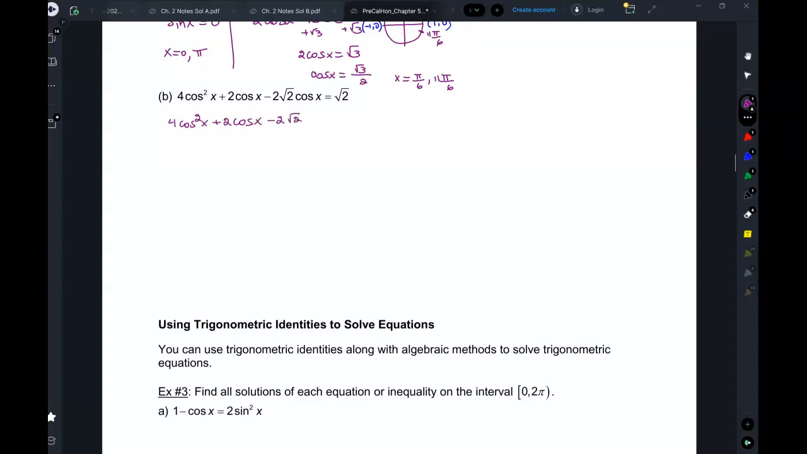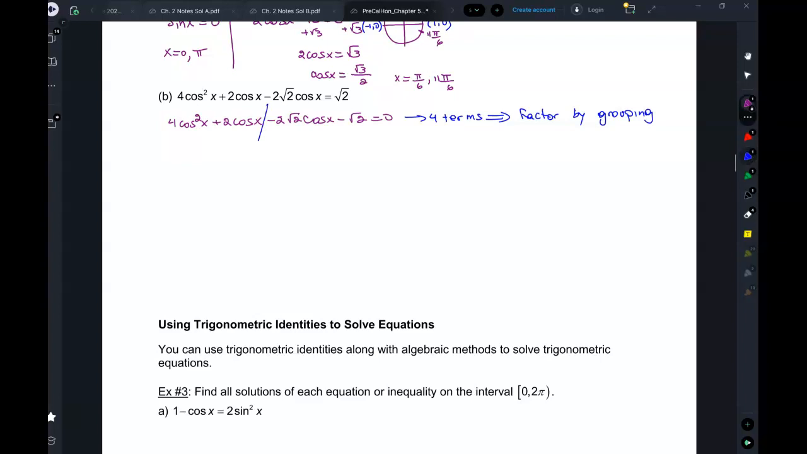Okay, so let's move everything here. Now, how many terms do we have here? 4. Whenever you have 4 terms, you factor by grouping. Okay. Factor by grouping. So here's what we're going to do. We're going to split this down the middle.